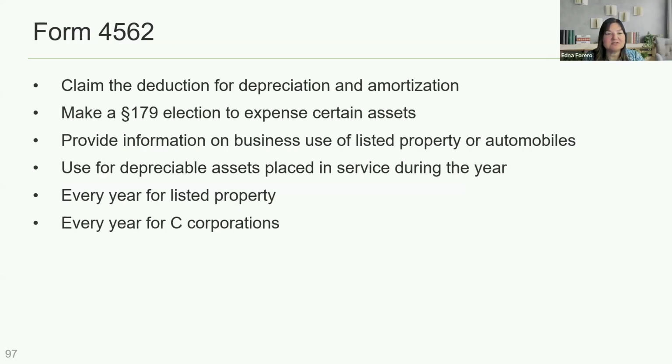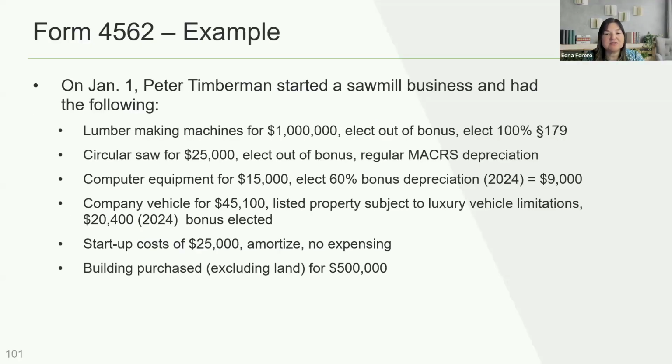So Form 4562, we talked about that briefly already. We're going to use that to claim the deduction for depreciation and amortization. We're going to make a section 179 election to expense certain assets. We're going to use that for depreciable assets placed in service during the year. We're going to use it every year for listed property and every year for C corporations. All right. So use 4562 in all those cases. And here's an example for you. If you haven't noticed, in our book we're using 2024 forms and rates.